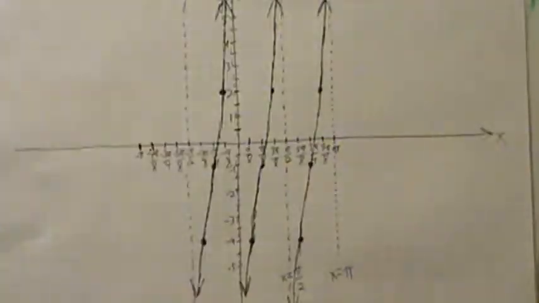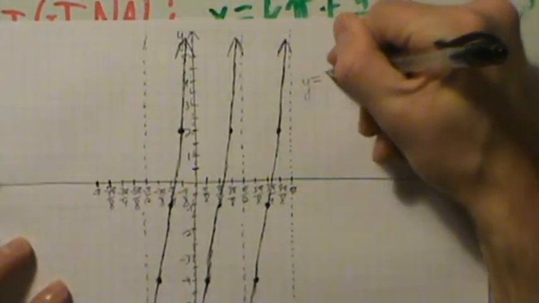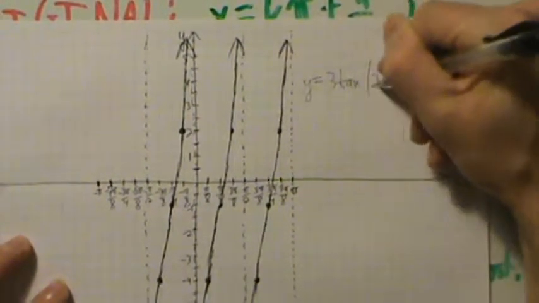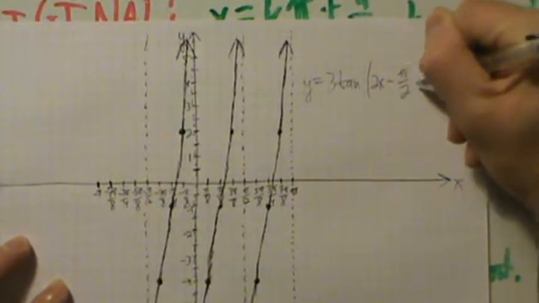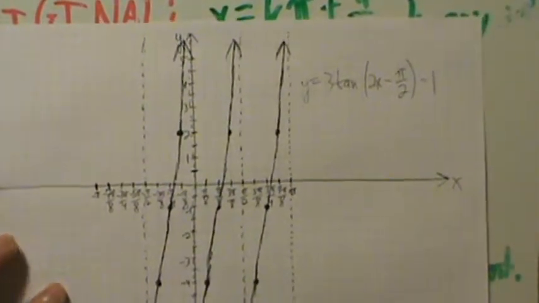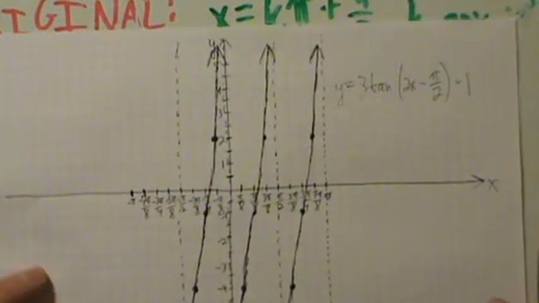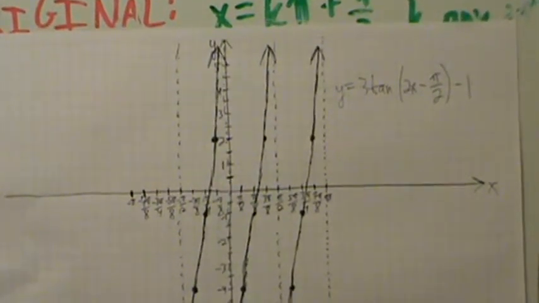So you don't really have to use both of these. You could use either one for tangents to cotangents. Okay, so this is our function y equals 3 times the tangent of 2x minus pi over 2, and then minus 1 also. Okay, so that's it for graphing a tangent function. More stuff coming up in later videos.